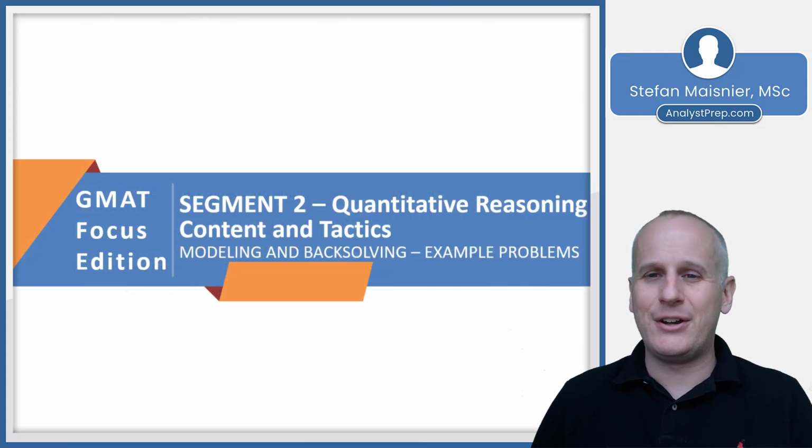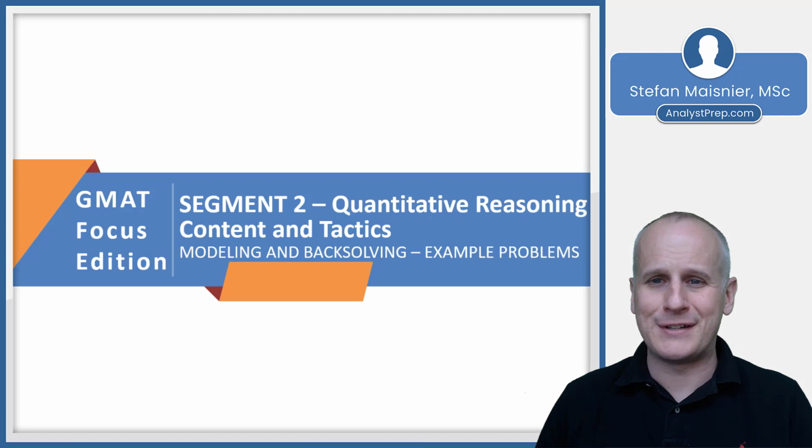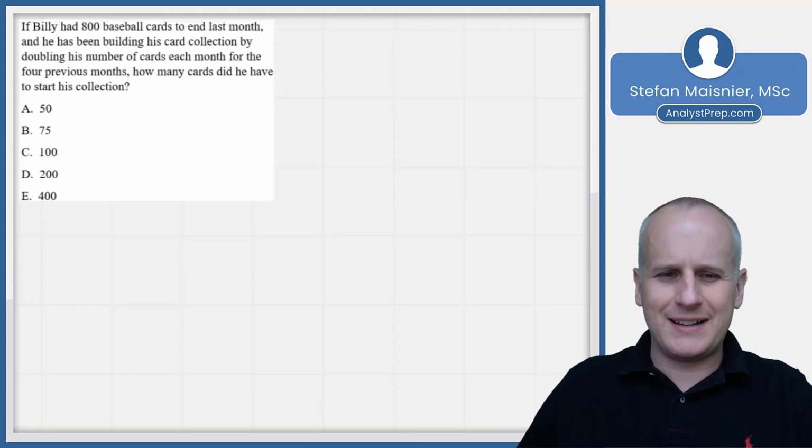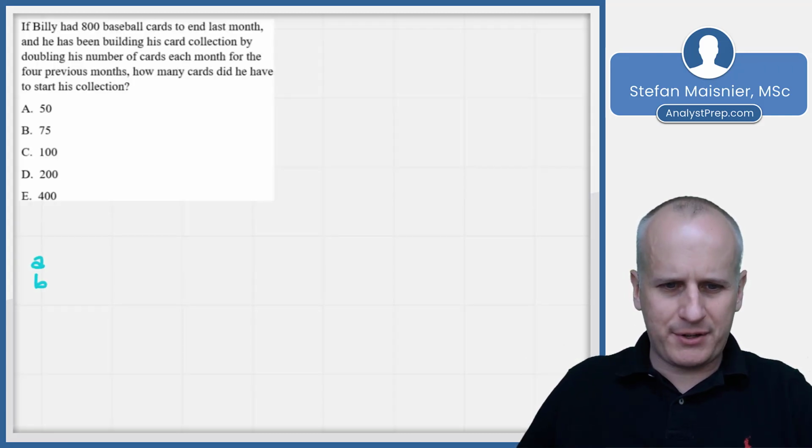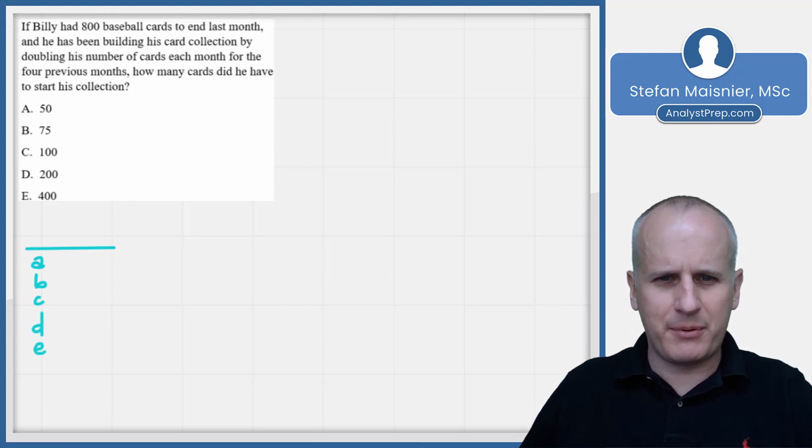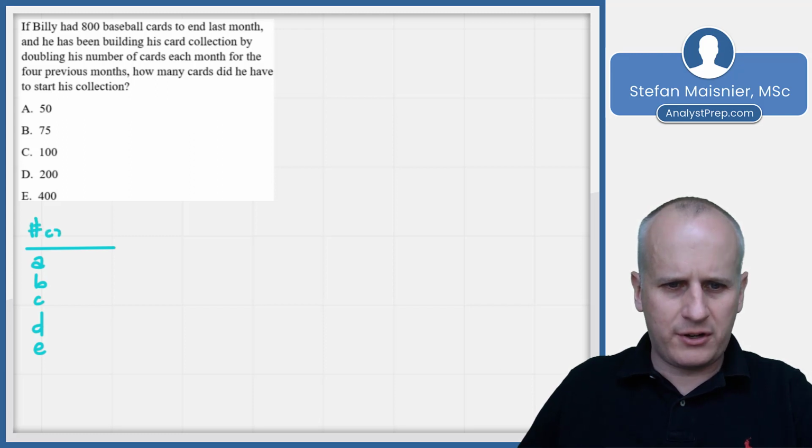So let's head on over to the whiteboard and take a look at how to use your scratch pad to execute these alternative tactics when you're working through the quantitative reasoning section of the GMAT Focus Edition. So here we've got a sample word problem. We're going to set up our scratch work. We've got A, B, C, D, E here, put a little line over top, and we're being asked, if we skip to the end, for the number of cards to start.